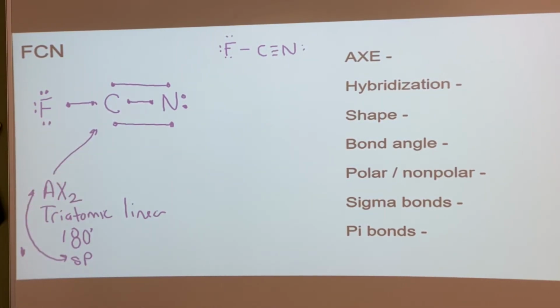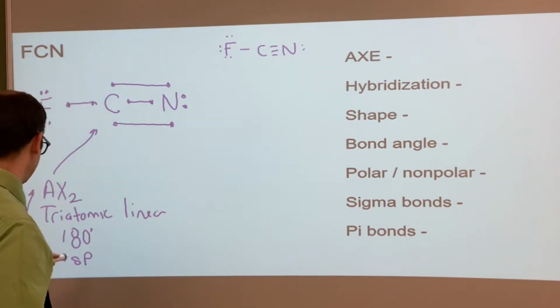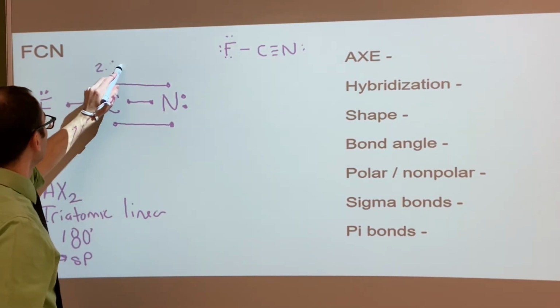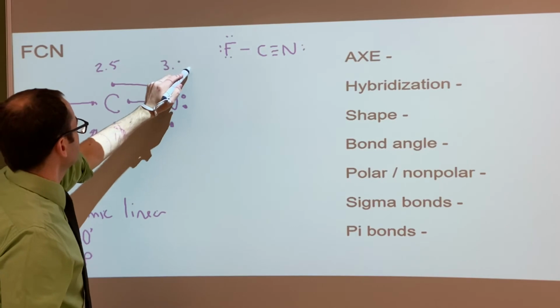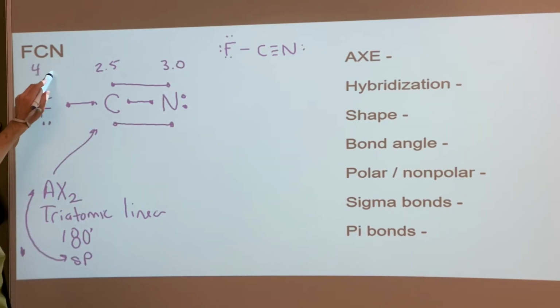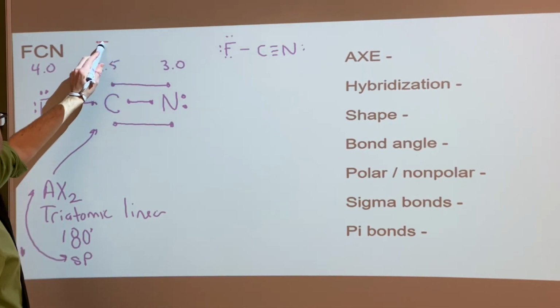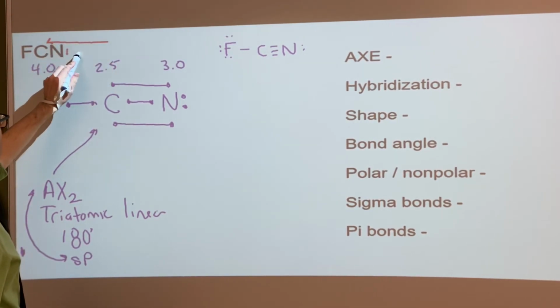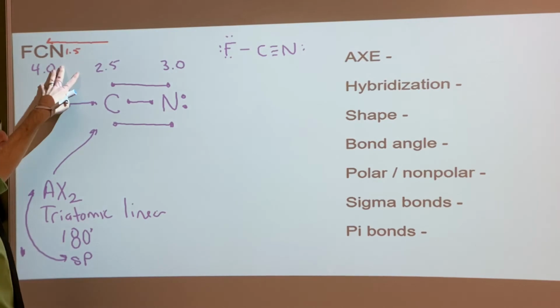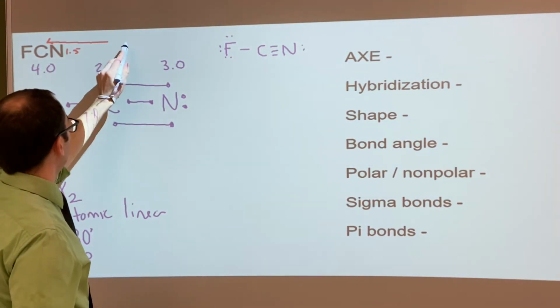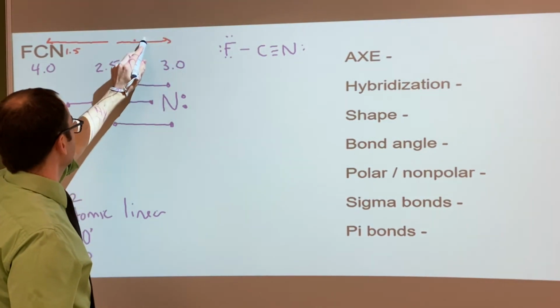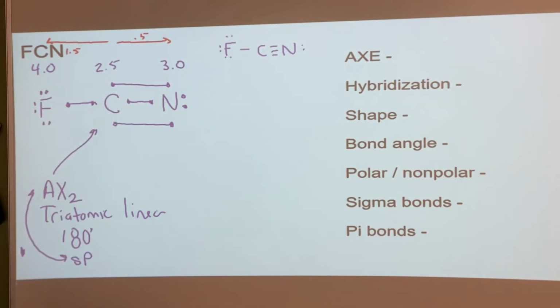All right, we're up to polarity. Carbon's 2.5, nitrogen's 3.0, and then fluorine is 4.0, right? All right, so what's the most electronegative atom? Yeah, that 4.0. So if we kind of look at this, it's kind of going in this direction, 1.5, right? But there's also a pull in this direction of 0.5, right?